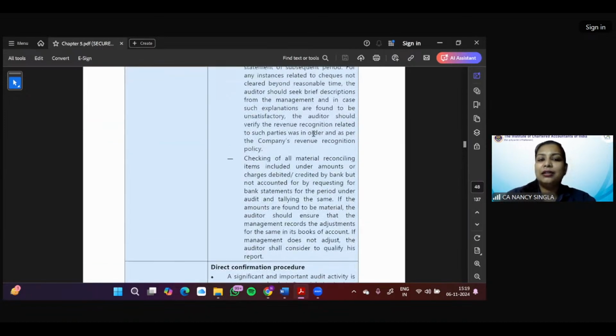And another material reconciling item can be what? Amounts or charges debited, credited by bank, but not accounted for by your client organization. So in that case, auditor will consider what? The bank statement of the current period. And in case any adjustment is to be made or the same has not been made, he'll inquire the management. If management does not adjust it, what is the option available? Auditor will qualify his report. As simple as that, right?